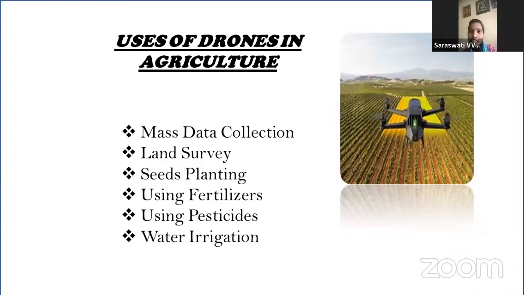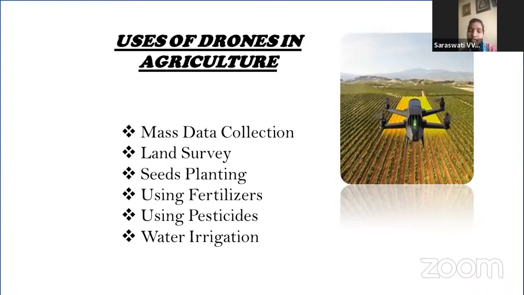Land survey. The agriculture drone does the land survey. It helps in knowing the land and its condition, conducting aerial surveys using drones and special cameras, and capturing aerial data with downward sensors. It is frequently used by surveyors.